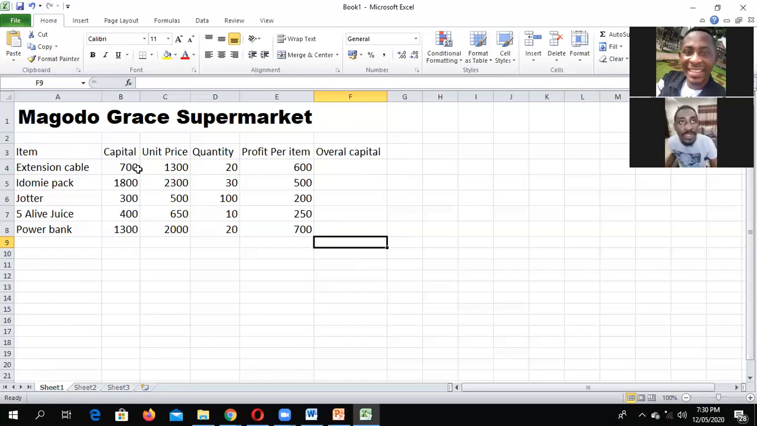Extension cable, 700, but they purchased 20. So we need to know how much they spent on buying extension cables. They also bought Indomie pack for 1,800, but they bought 30 packs. So how much did they invest in the 30 packs? They bought Jota for 300 per unit, and then they bought 100 units. How much did they invest on that?